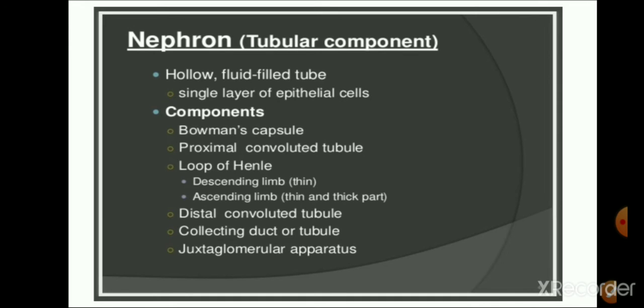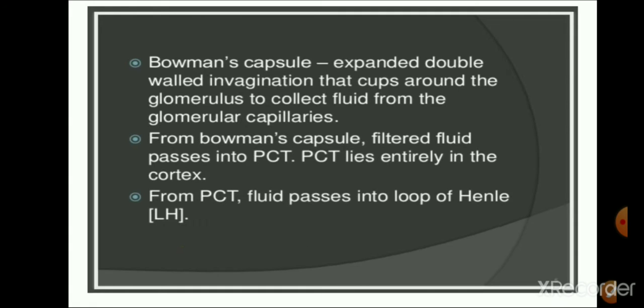What are the tubular components of a nephron? The tubular components of a nephron are the Bowman's capsule, the proximal convoluted tubule, and the loop of Henle. We have the descending limb and ascending limb of the loop of Henle. Then we have the distal convoluted tubule, the collecting duct, and the juxtaglomerular apparatus.